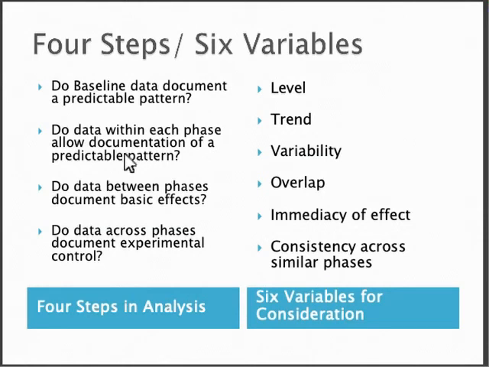Do data within each phase allow documentation of a predictable pattern? And that's a pattern of level, trend, variability, overlap, immediacy of effect, and consistency across similar phases. Do data between phases document basic effects? And then do data across phases document experimental control? So we would do these things in step. We look at baseline, and then we look at the patterns between, so looking still for basic effect. Do data between phases document basic effects? Do data across phases document experimental control? And that's where we look for 3 basic effects.